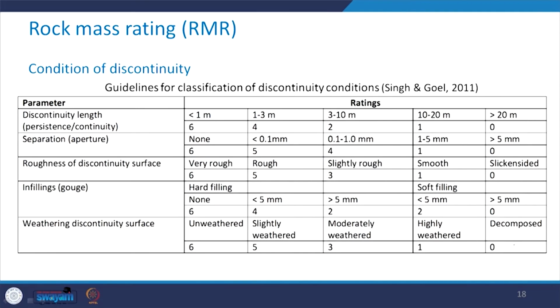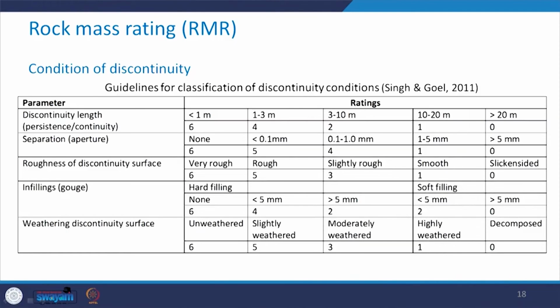If we have, let us say, more detail about the condition of the discontinuity, we have persistence, aperture, all these things we discussed in the previous class. So, if we have all those things in detail, then we can refer to this table where you have all these parameters, that is discontinuity length, which can also be defined as persistence, aperture, roughness, infilling or gauge material, and weathering of discontinuity surface. So, accordingly, this table gives you some of these parameters in a quantitative manner, and accordingly you can assign the rating.